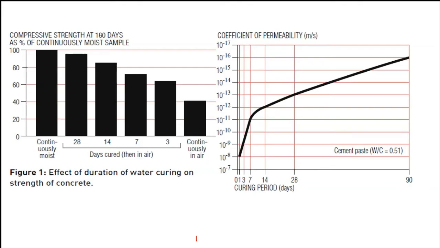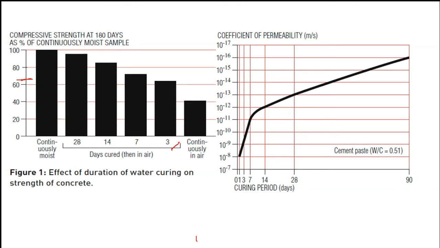This graph helps us to understand the relation between the duration of curing and the strength achieved at 180 days, 6 months. As I told you, curing is a method of preventing the loss of water from the concrete. So when you cure for a longer duration, you are controlling the loss of moisture for a larger amount of time. That implies there is no chance of water escaping, right? So when you cure it for just 3 days, at the end of 180 days the concrete is going to achieve around 65 to 70% of its strength.